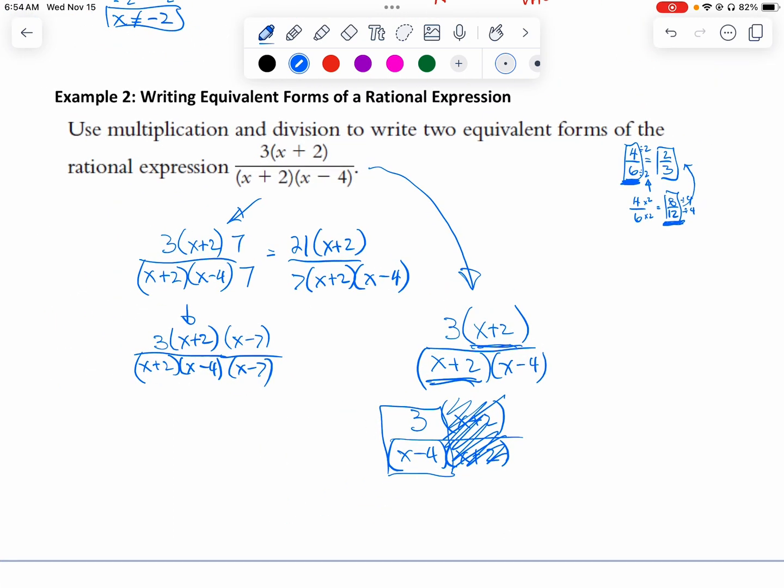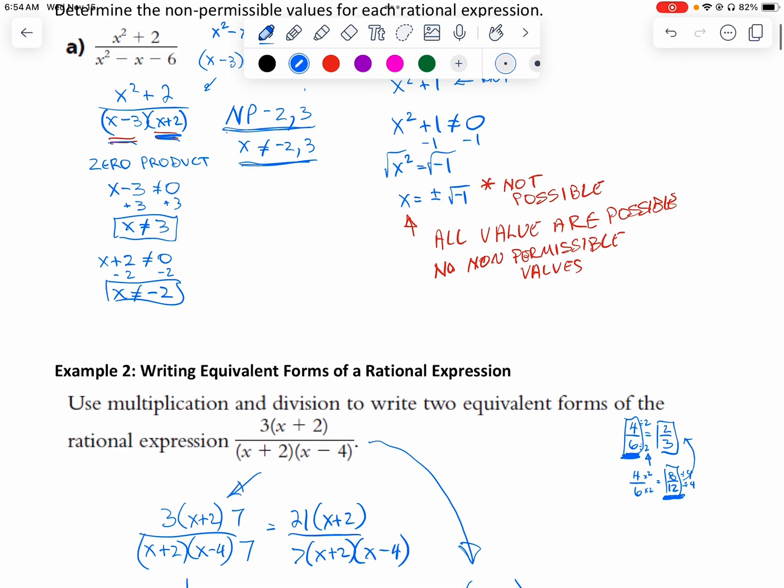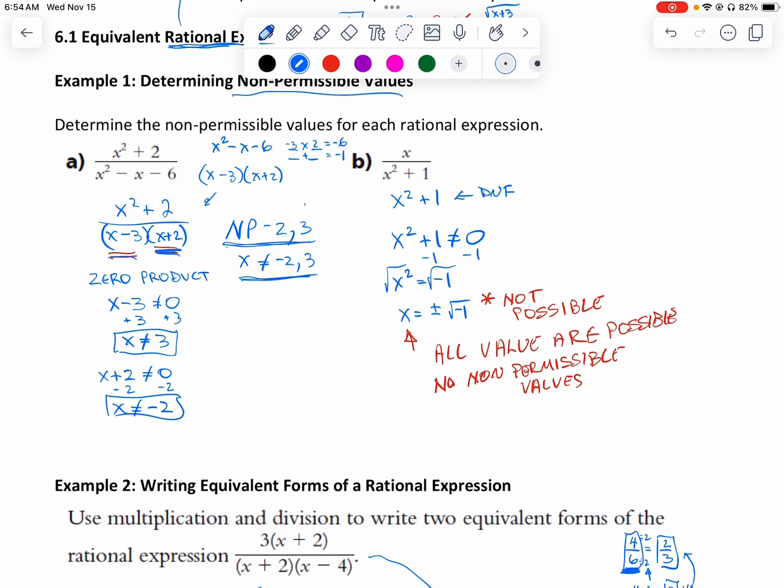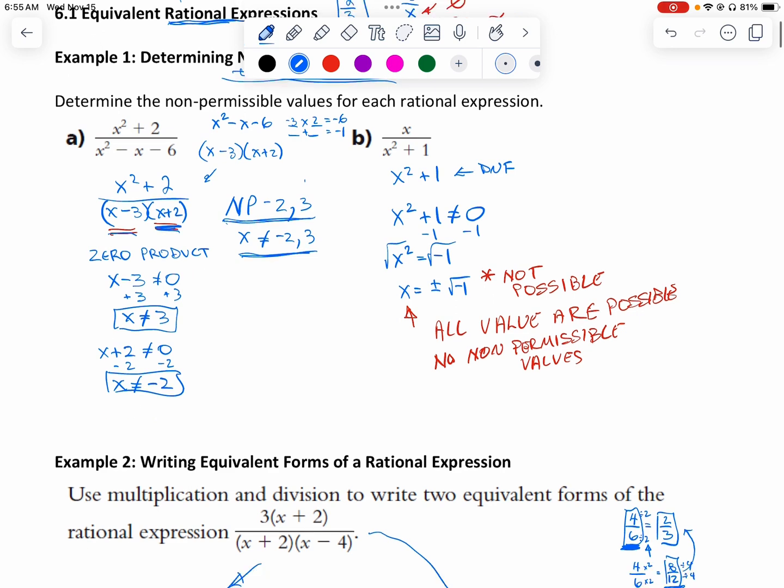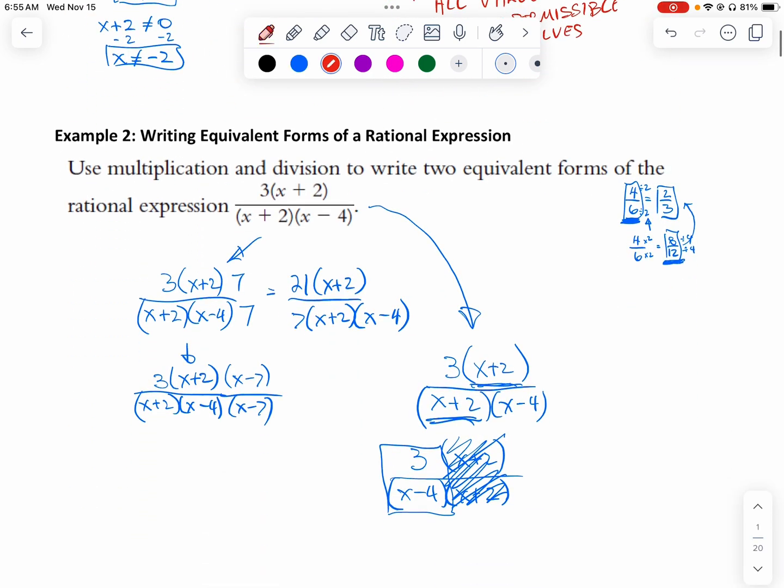But because we've already learned and talked about these non-permissible values, from now on, all the way through the entire unit, if you ever are given a rational expression in which there is a variable in the denominator, you have to define the variables. You have to determine what the non-permissible values are. Always, always, always, always.